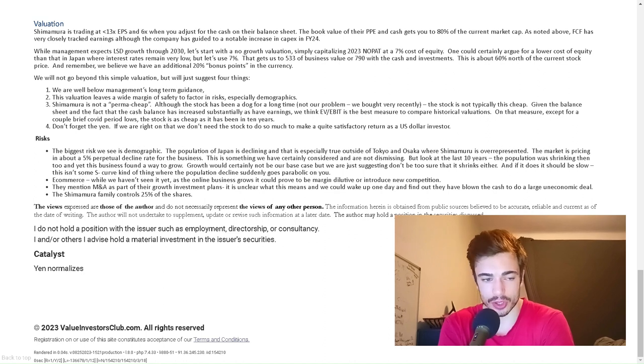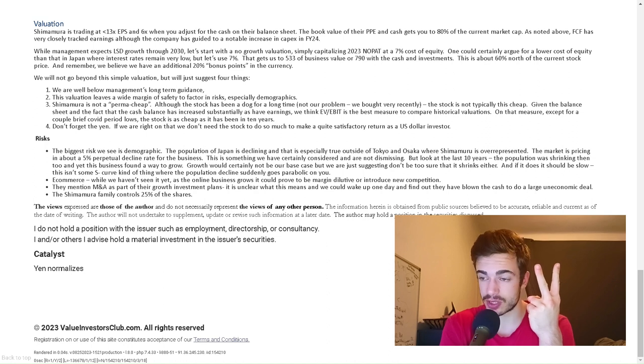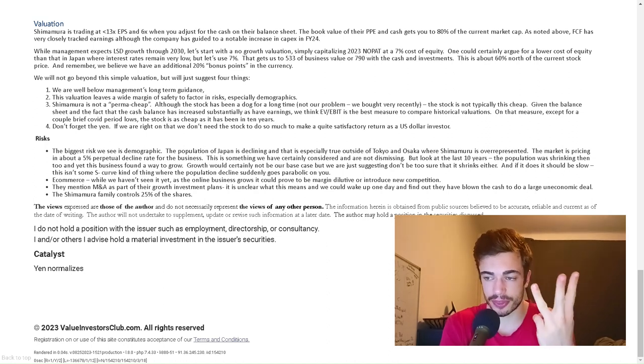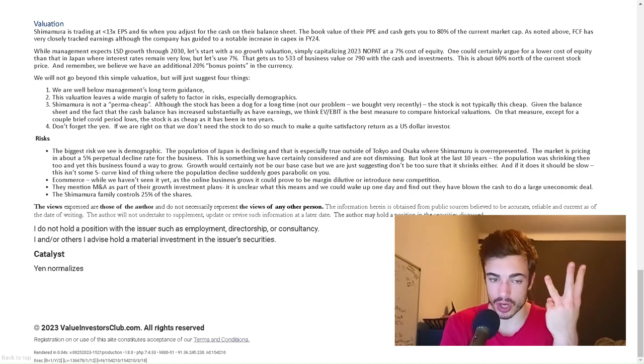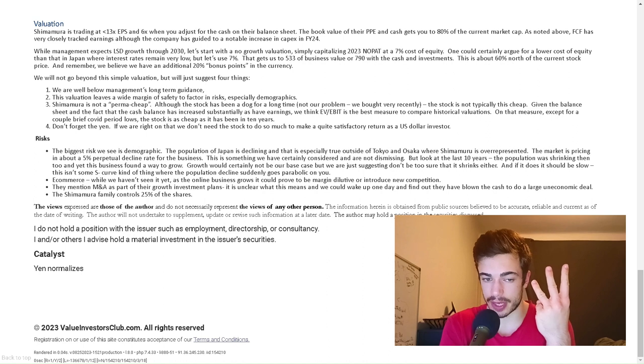We will not go beyond this simple valuation, but we'll just suggest four things. Number one, we are well below management's long-term guidance. Number two, this valuation leaves a wide margin of safety to factor in risks, especially demographics. Three, Shimamura is not a perma cheap. Although the stock has been a dog for a long time, not our problem, we bought very recently, the stock is not typically this cheap.